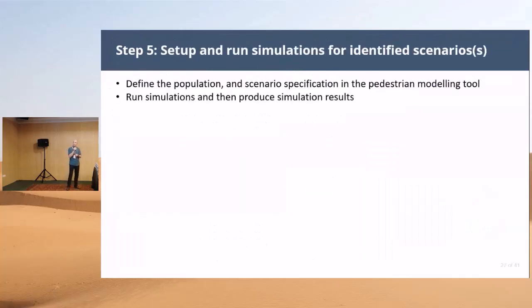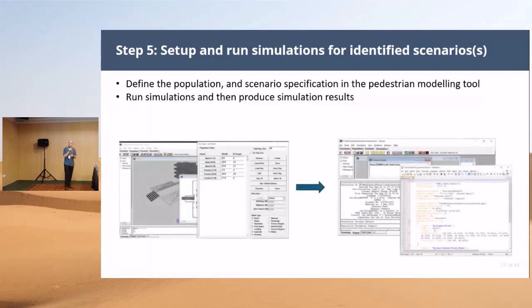Step 5, then in buildingExodus, set up and run the simulations. So in the simulation tool, you have to define your population, specify the scenarios, whether it's evacuation, egress, ingress, that kind of thing, and then run the simulations and produce the results. Some of the screenshots here. So here you go in, specify the mixture of demographics, so male and female, and other aspects which would affect walking speed, that kind of thing, and they would potentially affect flow rate as well, and the ability to escape. Run the simulations.